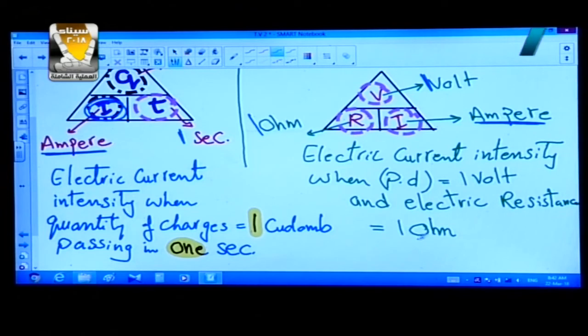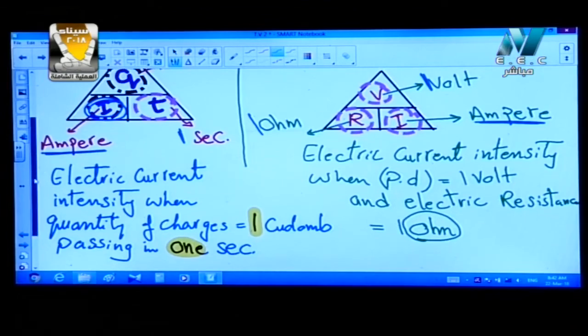يبقى we define from the magic triangle on also like the first one. Okay.